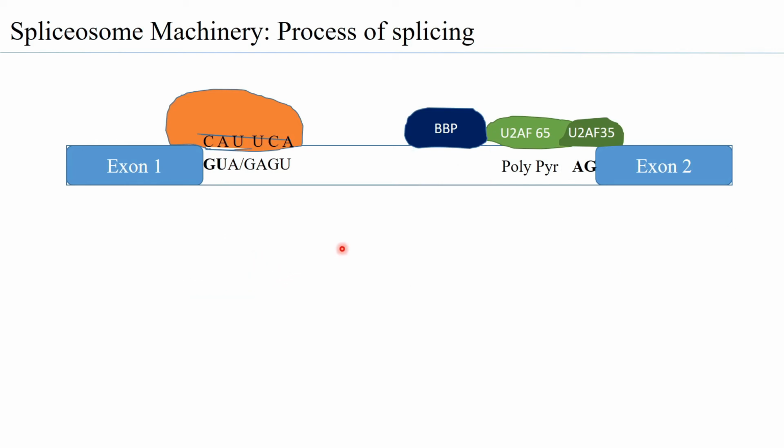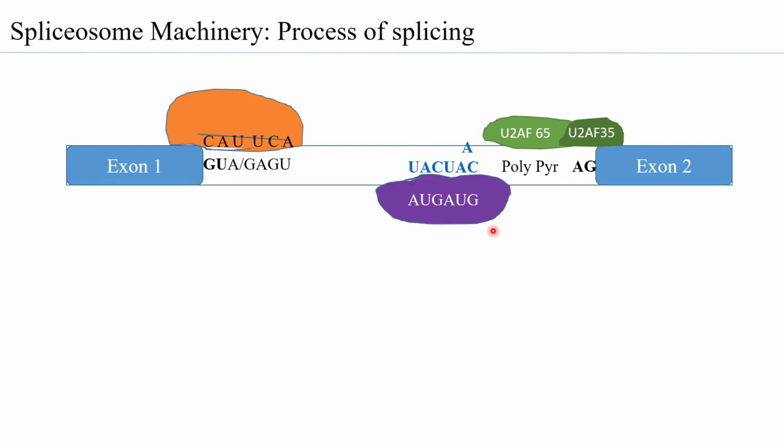Now let us go to the next step. What happens next is that this branch point binding protein is replaced by another constituent of the spliceosome machinery, which is the U2 snRNP. Now this U2 snRNP has a U2 snRNA, and a part of the U2 snRNA has a sequence that is complementary to the sequence in the branch of the branch point. So the conserved branch point sequence has complementarity to the RNA that is present in the U2 snRNP, but there is a catch. What is the catch?